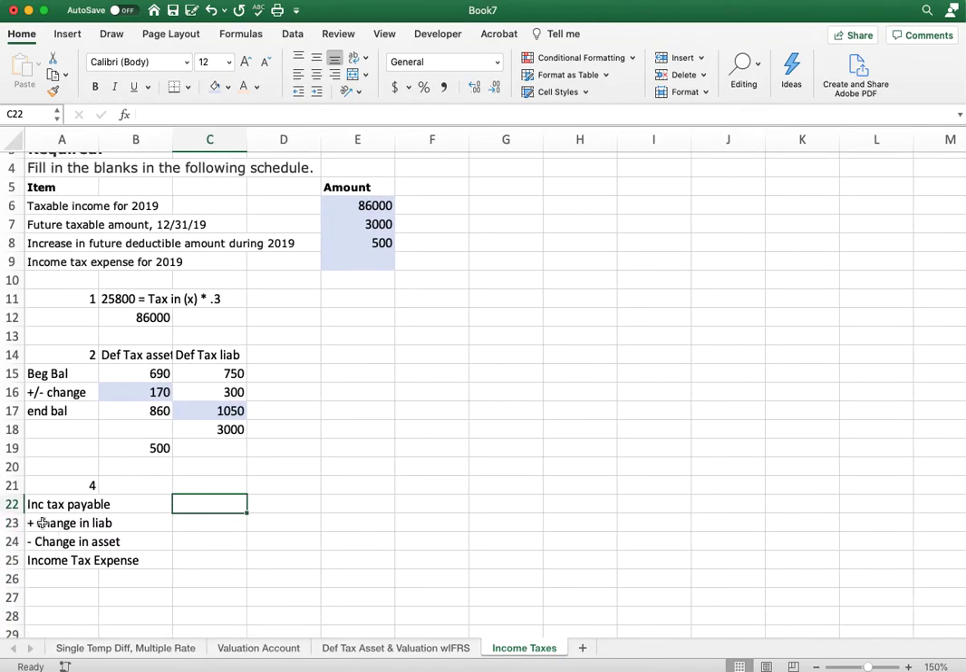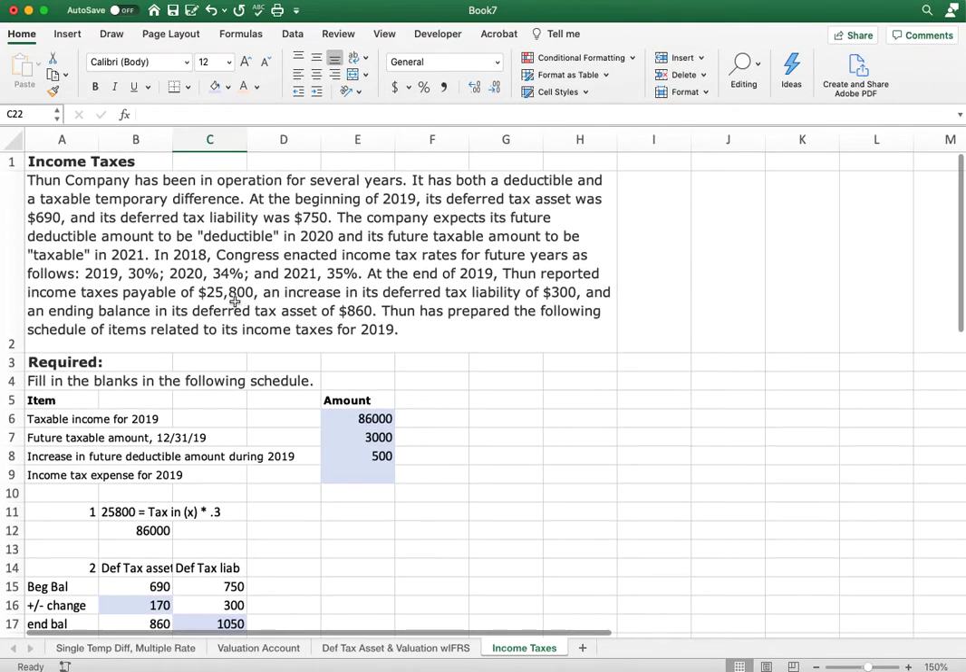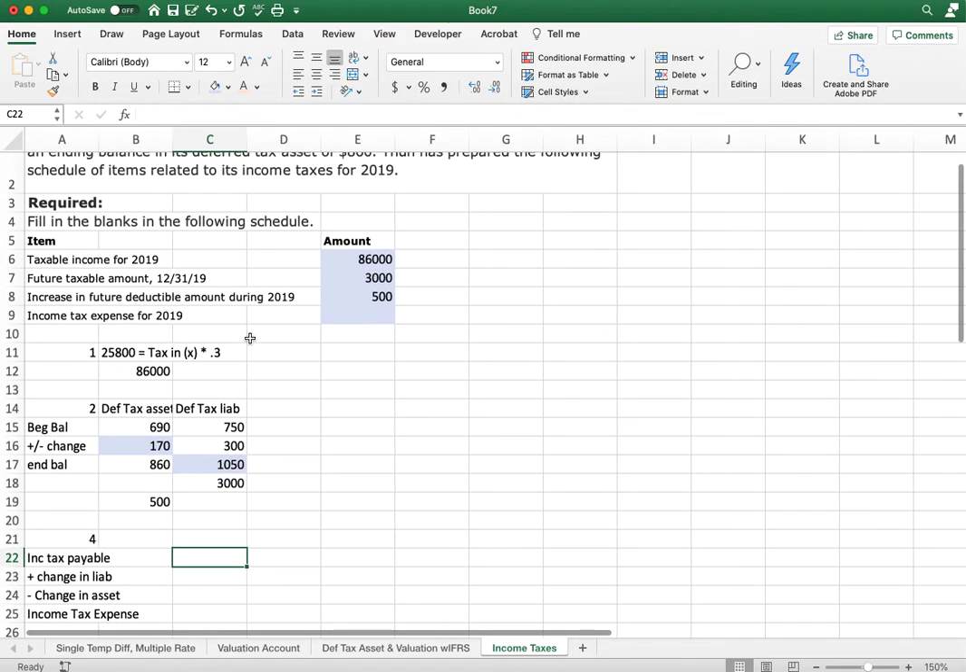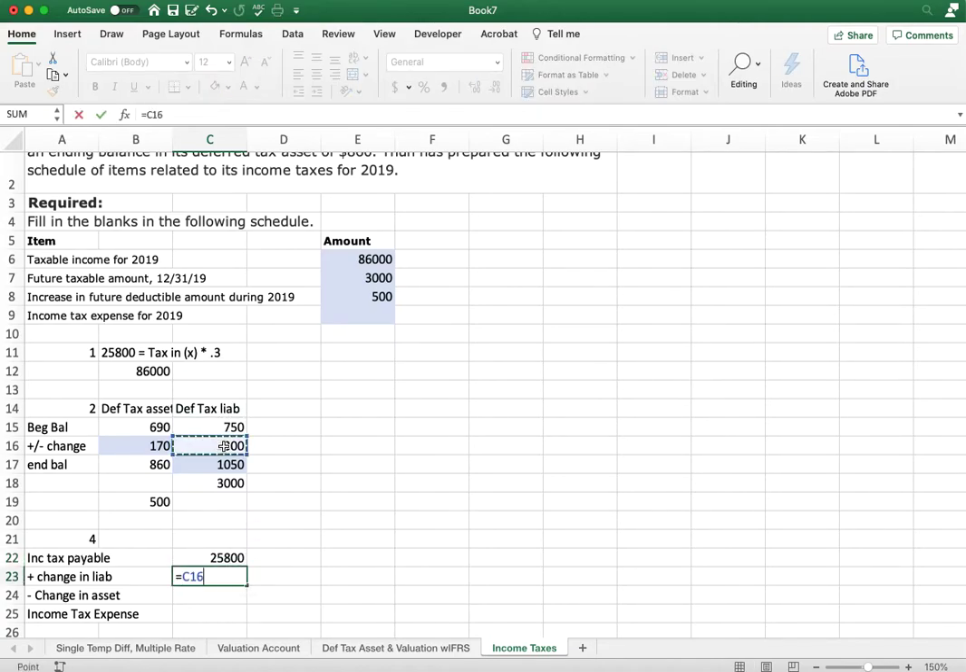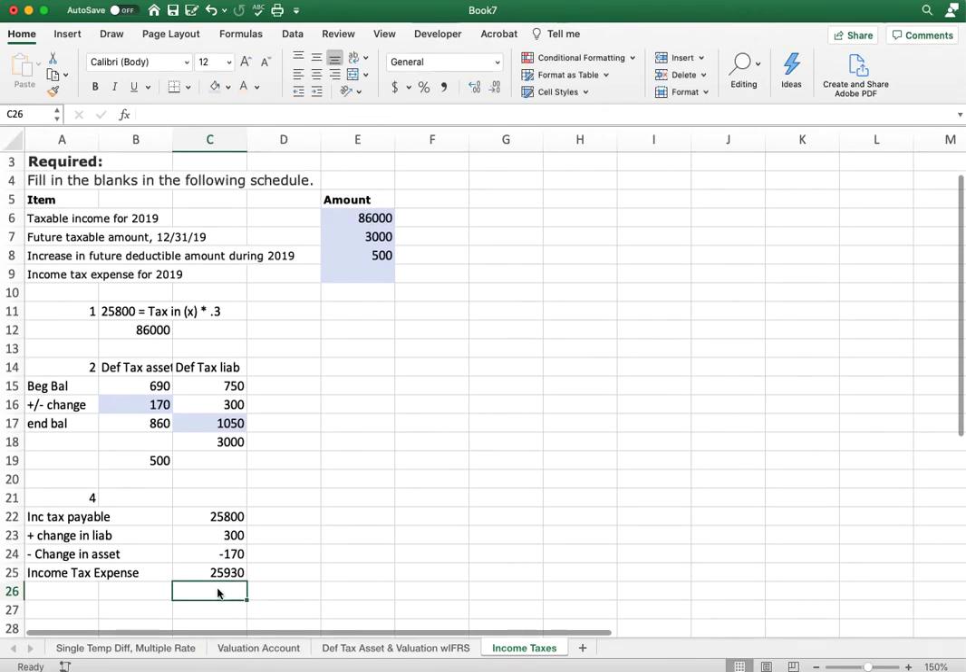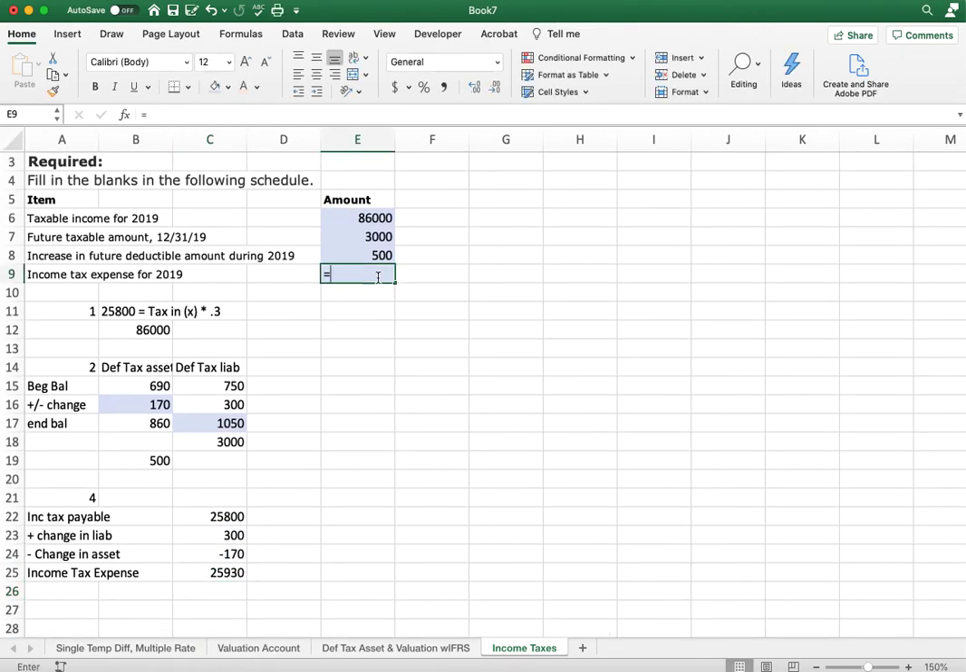And so income tax payable was given to us, $25,800. Then we had a change in liabilities of $300, a change in the deferred tax asset of $170, and then we can do a sum. And so we get total income tax expense of $25,930.